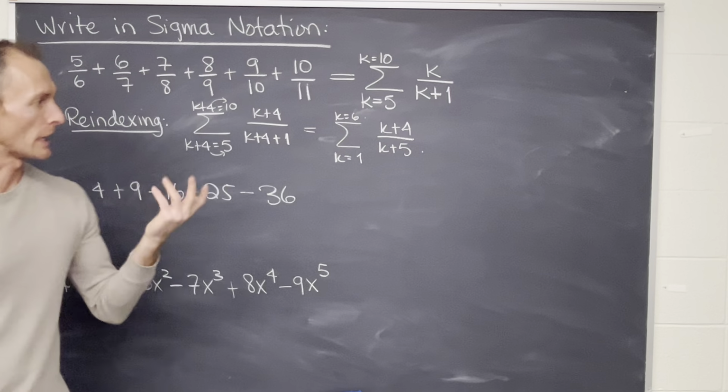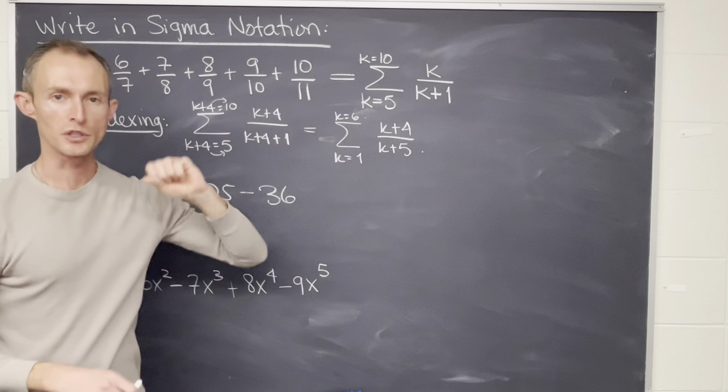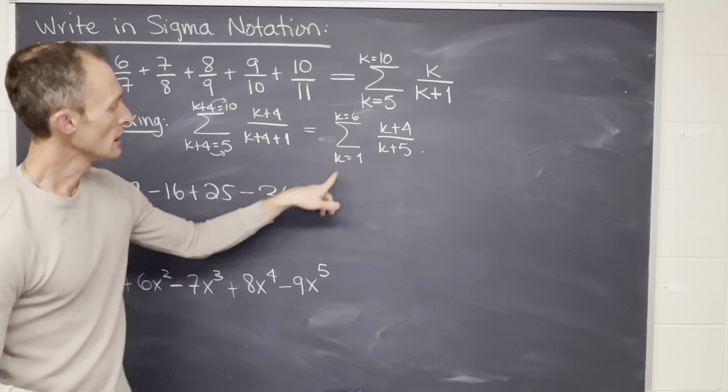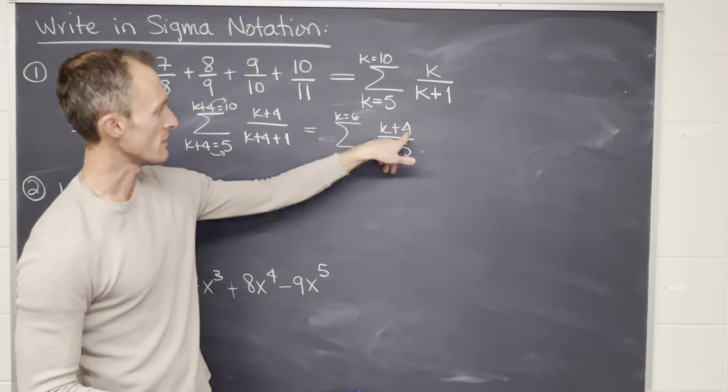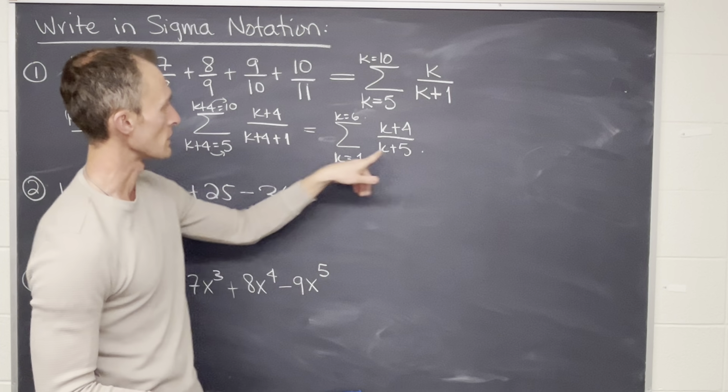Now again, whenever you claim that this is the right thing, you should spot check it to see what's actually happening. So if k is 1, I get 1 plus 4, that's 5, over 1 plus 5, that's 6. So I get 5 over 6. Bingo.